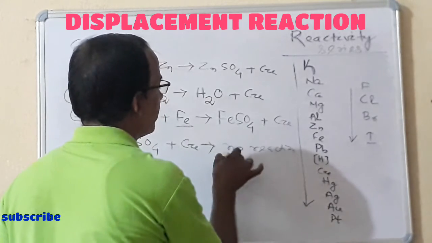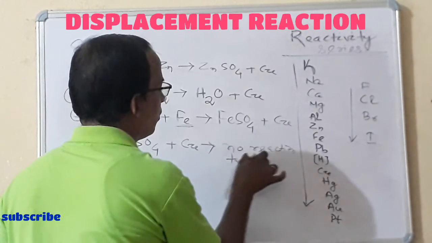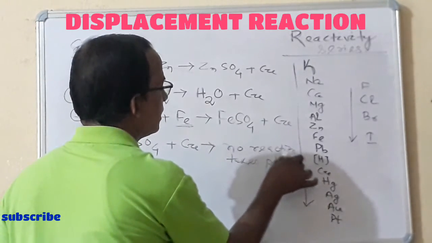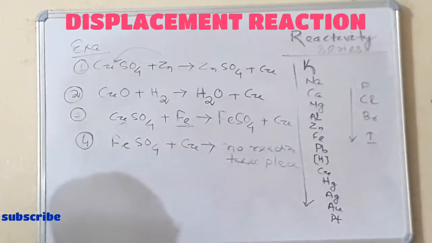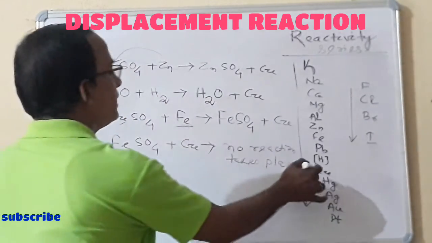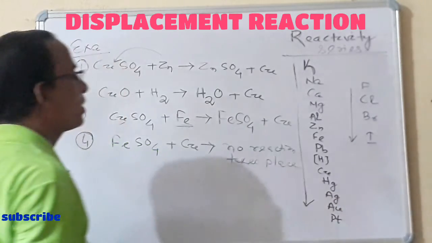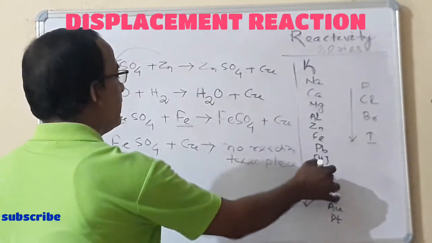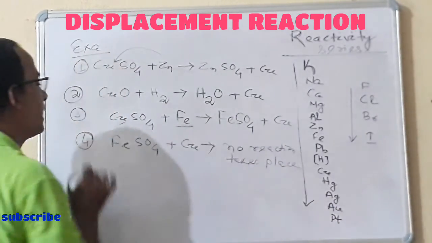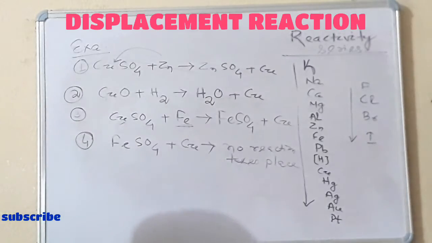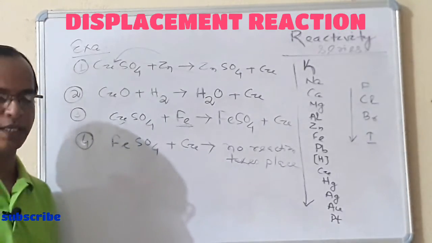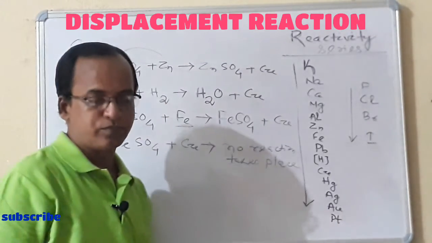Why does no reaction take place? Because copper is less reactive than iron. Copper is below iron, less reactive, so it cannot displace iron from iron sulfate solution, so no reaction takes place in this case.